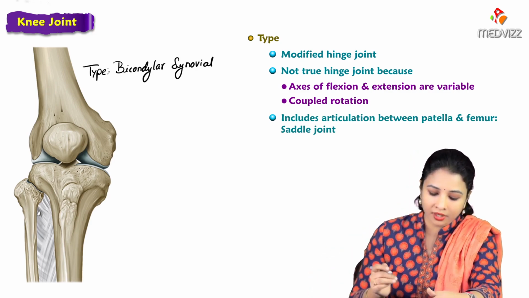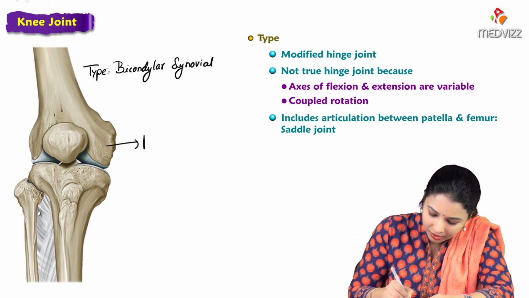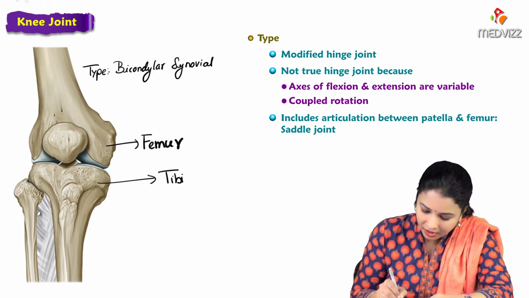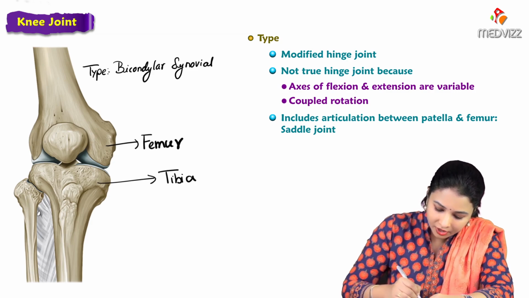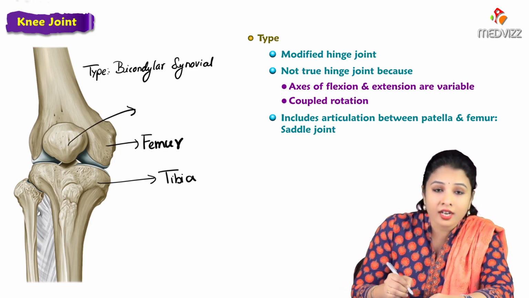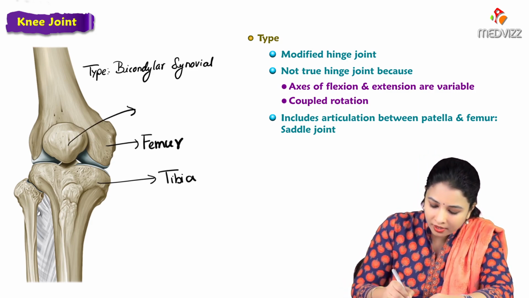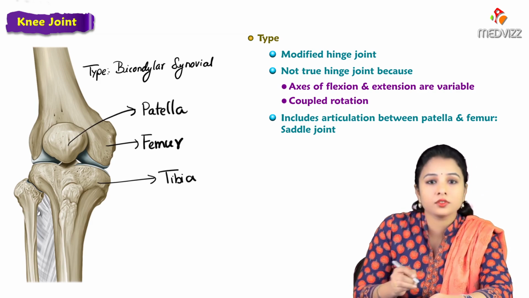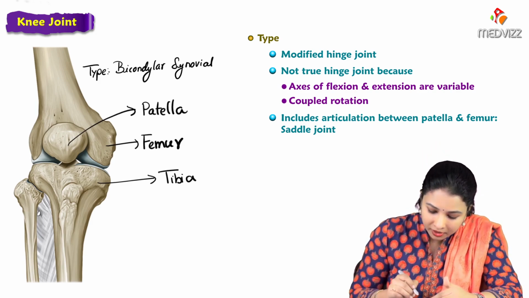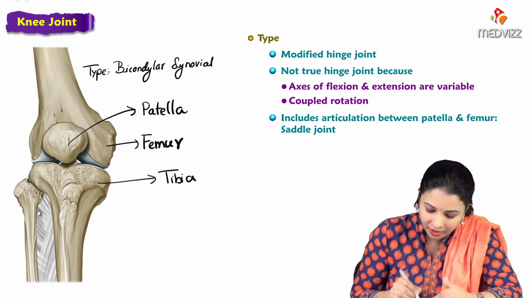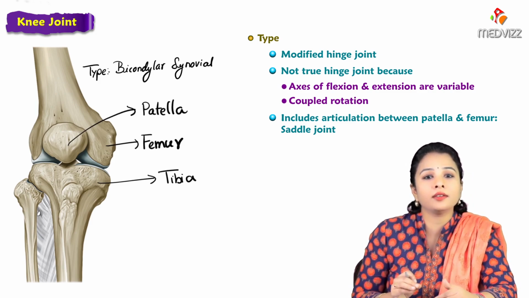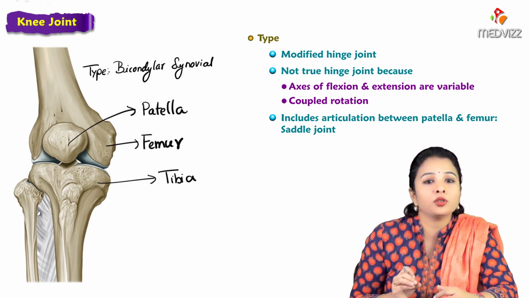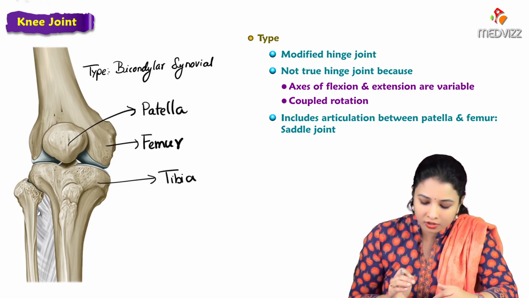So here in this image, this is the femur, the lower end of femur, tibia, the upper end of tibia, and we can also see the largest sesamoid bone, the patella. So the femur not only articulates with the tibia, it articulates anteriorly with the patella. So the femoropatellar joint is the saddle joint.